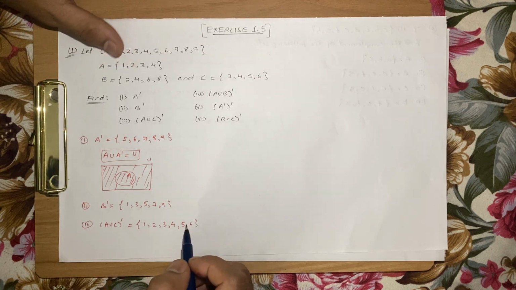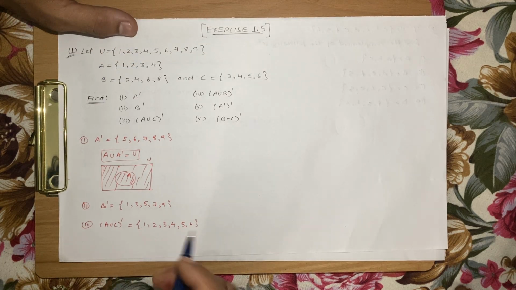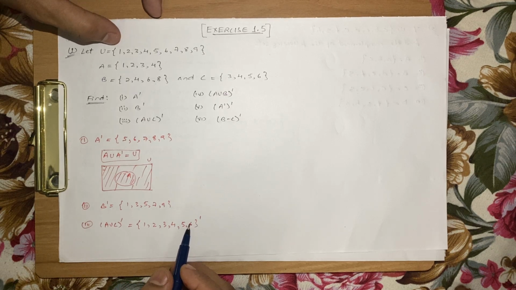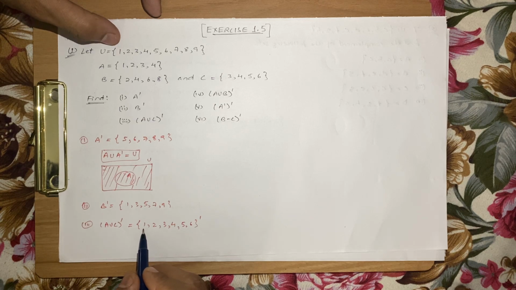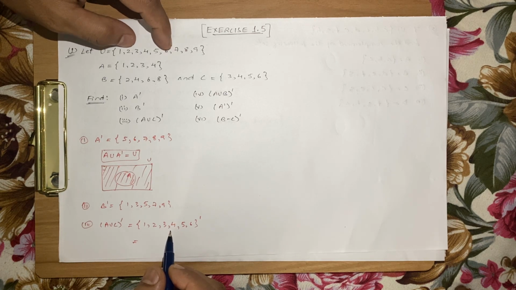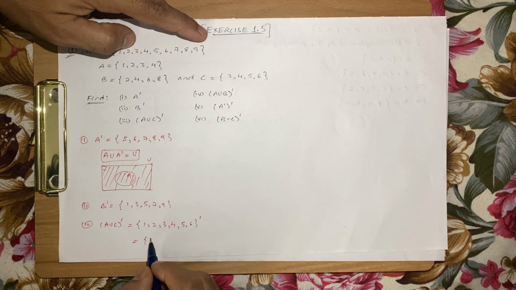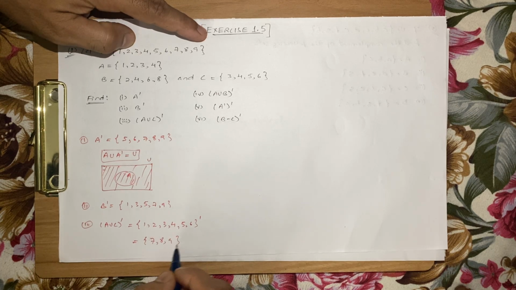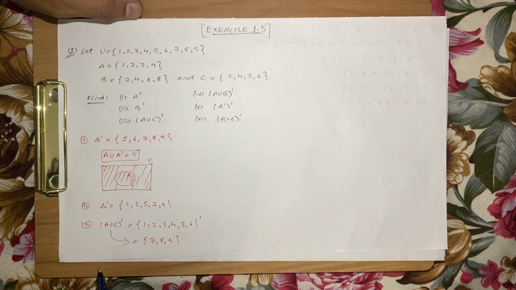Okay, now this is A union C and I need to find the complement of this. Whenever I need to find the complement, I'll look at the universal set and try to check which of the elements are not present in this set. So the complement will be what? 1 2 3 4 5 6, I cannot include these. It will be just 7 8 and 9. So this is the exact answer of A union C dash.